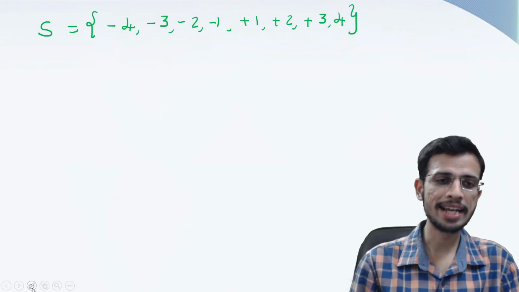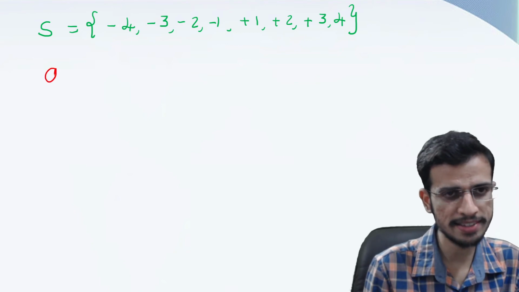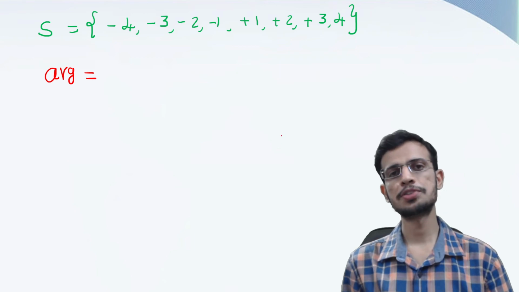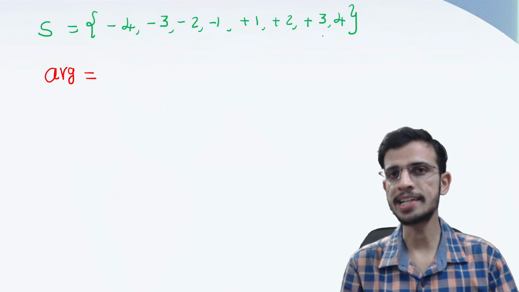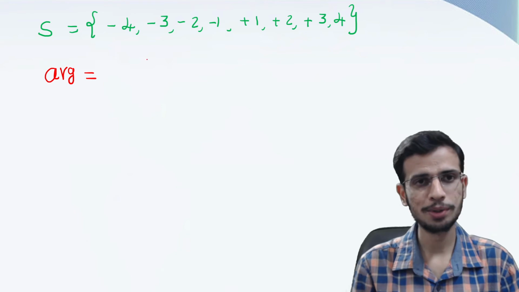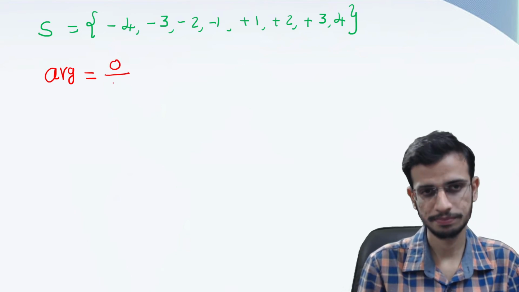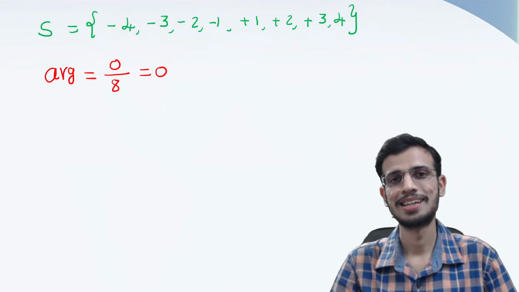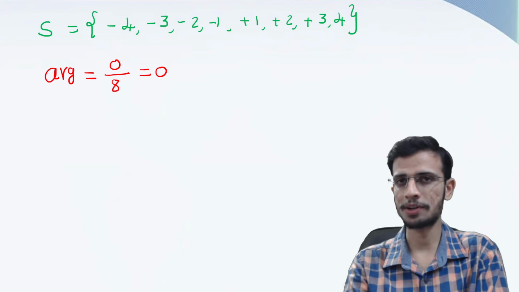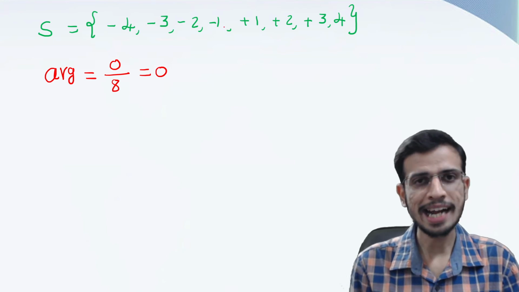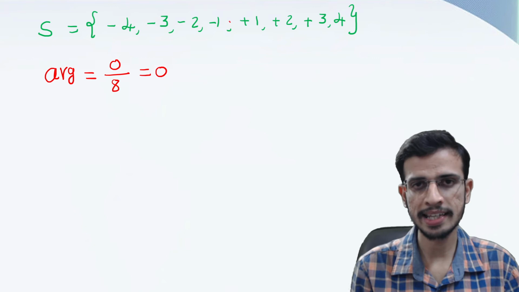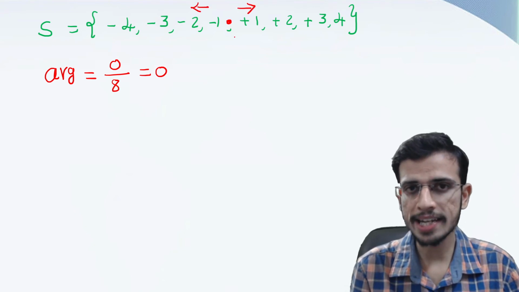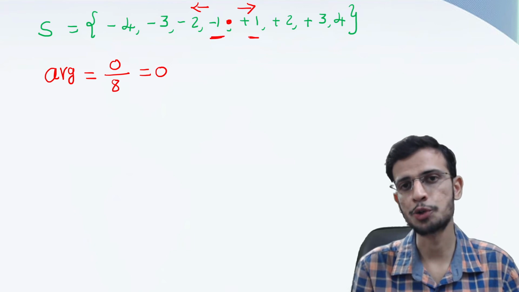So if you find the average, what will you do? Sum of the numbers divided by 8. Sum will be 0, then average will become 0. Yes or no? 4 numbers are positive, 4 numbers are negative. Total 8 numbers are there. What is the physically middle point? On the right hand side there are 4 numbers, on the left hand side there are 4 numbers. And for the median, just take the average of these 2.